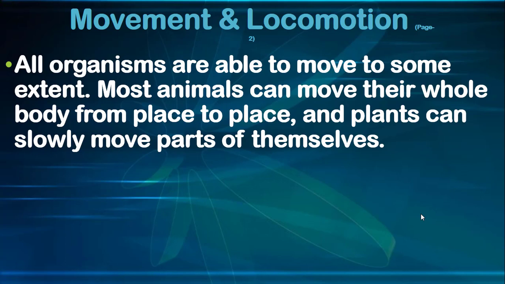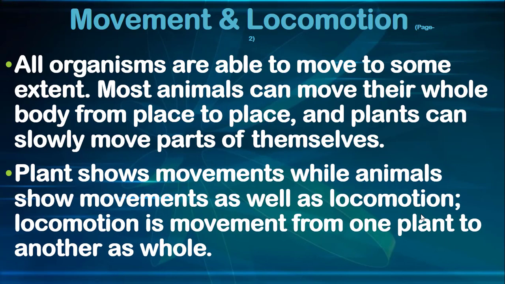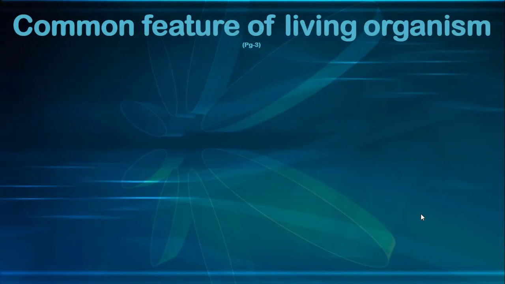Animals show locomotion. They are more energetic and more motile. They usually move from one place to another. Plants only show movement, they do not show locomotion. Plants show movement, while animals show movement as well as locomotion. Locomotion is movement from one place to another. It's not plant, it's place.